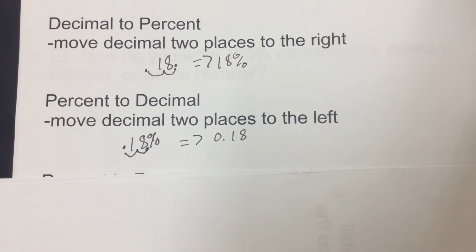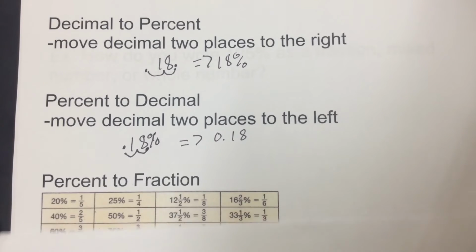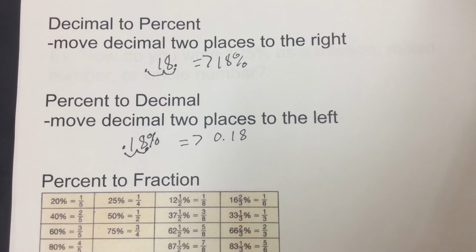So keep in mind when you're going from a decimal to percent, you're making the number bigger. So that's why we move to the right. Moving percent to a decimal, getting smaller. So that's why we move to the left. Now, percent to a fraction.